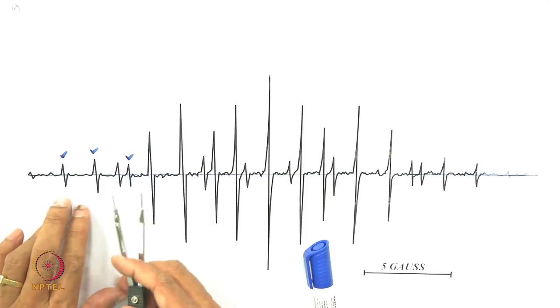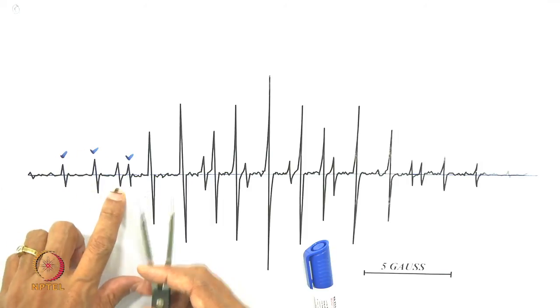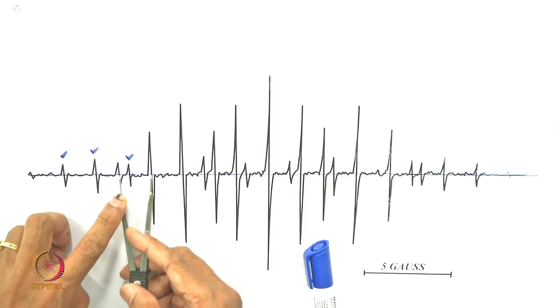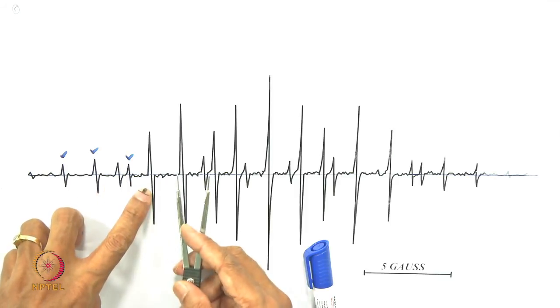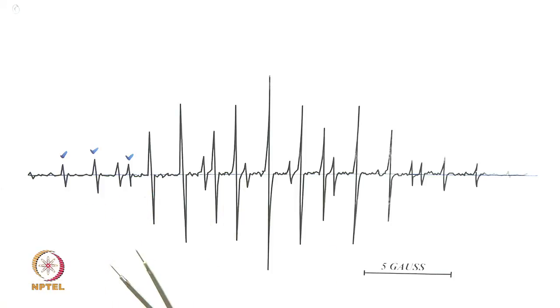Now start from the next one which is not part of the previous group. So, this is the line here. This is the gap, or the hyperfine coupling constant. We start from here and measure the same. You see, it is of course matching with this. So, this and this and this, this and this. Now we have got 5 lines.